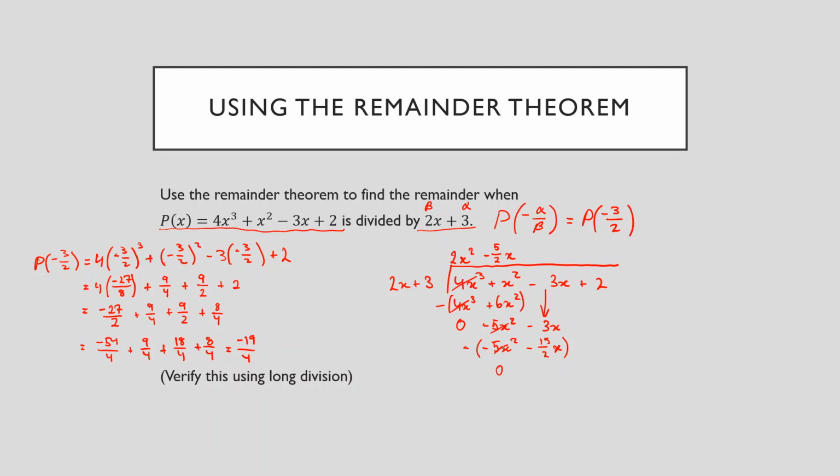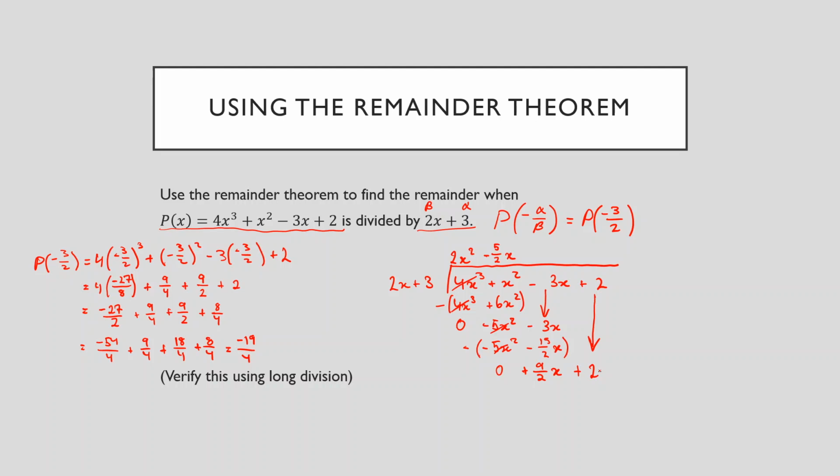Negative 3x minus negative 15 over 2x. Now we've got to start dealing with pesky fractions. So let's change the 3 into a fraction with a denominator of 2. 3 becomes 6 over 2. Okay, so really I've got negative 6 over 2 minus negative 15 over 2, or if you prefer, negative 6 over 2 plus 15 over 2, you get positive 9 over 2x. Okay? Bring down the 2.